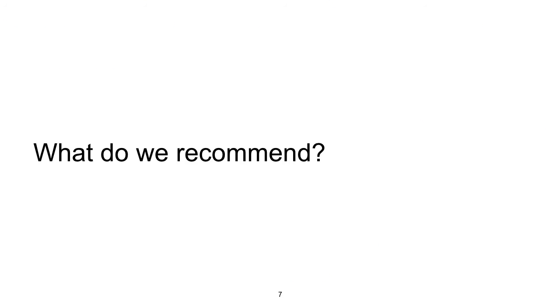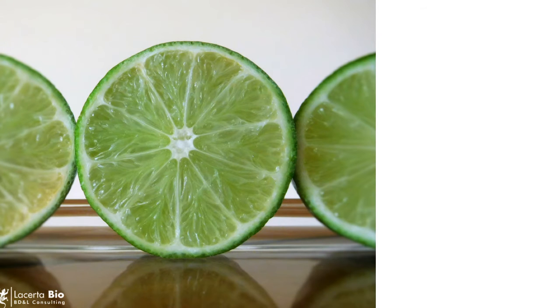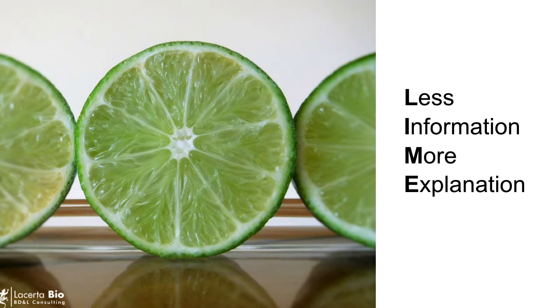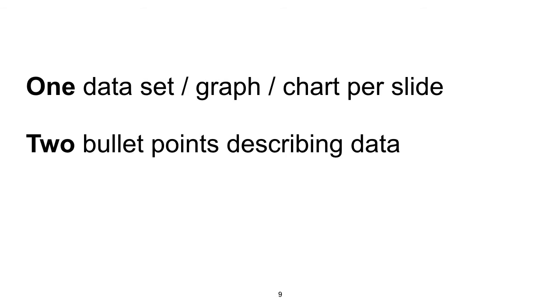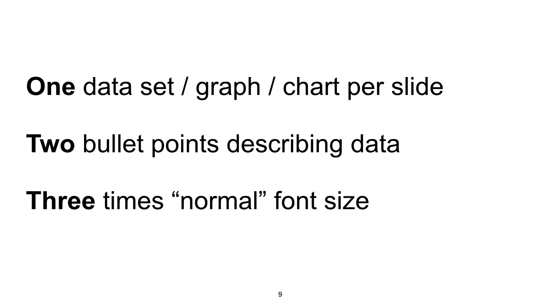So what do we recommend? We recommend the LIME. The LIME is an acronym for less information, more explanation. So what does that mean, practically speaking? Practically speaking, it means one data set or one graph or one chart per slide. There may be instances where you can put two, but those are exceptions. It's one data set, 1 to 2 bullet points describing that data, and roughly 3 times your normal font size.